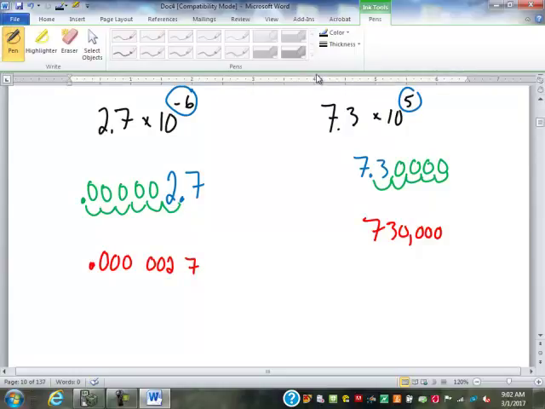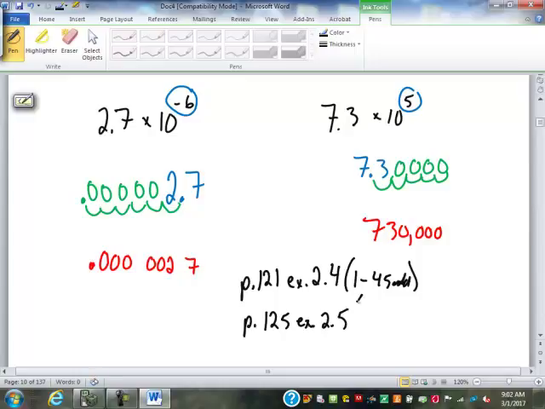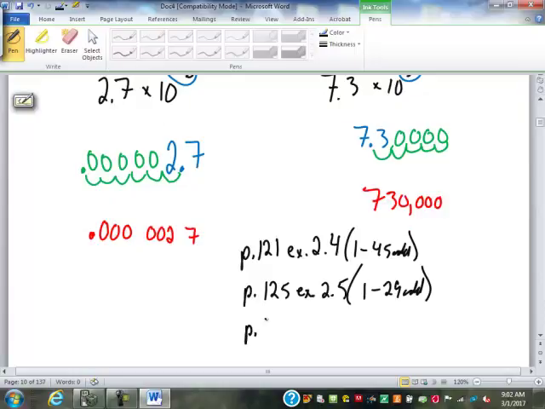Doable? I'm going to give you a little bit of extra homework time today because it's a bigger assignment. On page 121, it's exercise 2.4, 1 through 45, the odds, dealing with the power of tens. Page 125, exercise 2.5, 1 through 29, the odds. And then page 130, exercise 2.6, 1 through 57, the odds, dealing with the scientific notation.